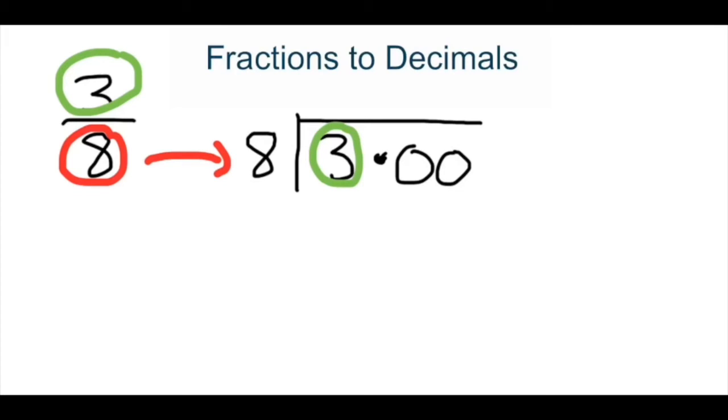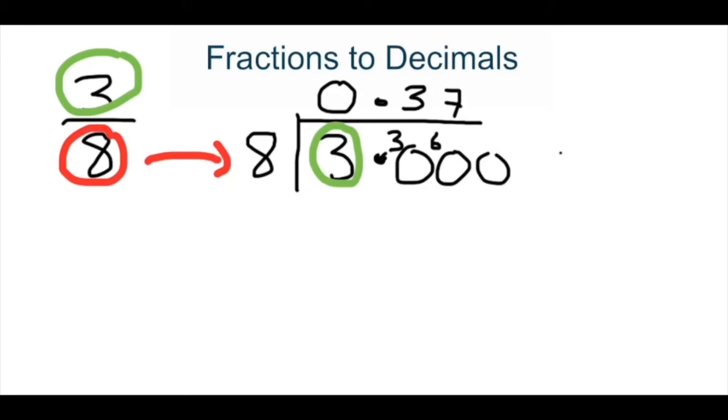And we ask ourselves, how many 8s can go into 3? And of course the answer is 0. So we carry that 3 across, and now we ask, how many 8s can go into 30? The answer that's closest is 3 times 8, which is 24. So we put 3 up there, and 24 is 6 away from 30. So we put our 6 there. And now we ask, how many 8s can go into 60? And our closest answer is 7 times 8, which is 56. So we put our 7 up here.